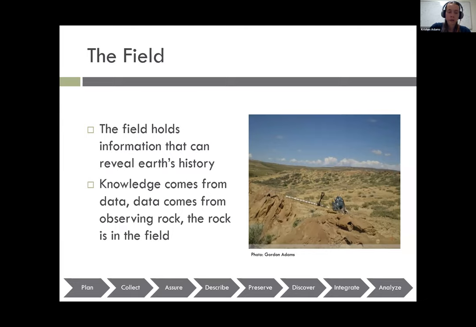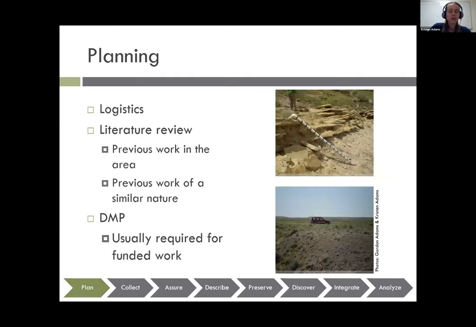Throughout the talk, down at the bottom, we have the research data life cycle from DataONE. And the fieldwork photos here are from a research project that I was a part of in north central Wyoming. So stage one is the planning process. If you're going out into the field, then there's a lot of logistical things that you need to plan for. You also need to do a literature review for the work that has been done in that area, but also work that has been done with similar research methods. And if you're using a data management plan, either one that's required from your funding agency or because you just feel like it's a good idea, then you'll need to get your ducks in a row during this initial planning stage.